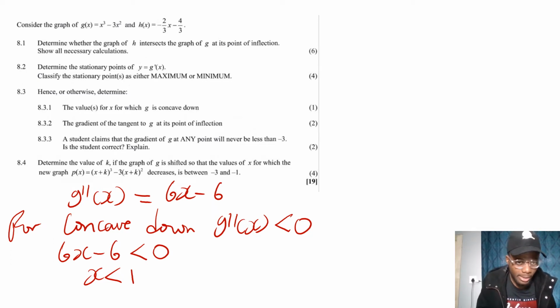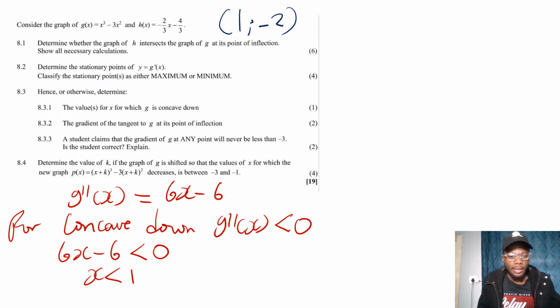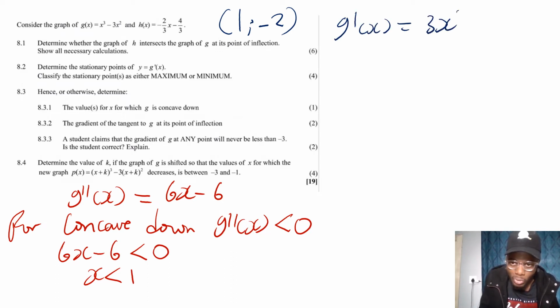Then let's go to 8.3.2: the gradient of the tangent to g at its point of inflection. The point of inflection was (1, -2). So this is simple, guys. To determine the gradient of a tangent to a function, it is equal to the derivative of the function at that point. So we must do the derivative. The derivative of g is equal to 3x squared minus 6x. We know how to differentiate it.